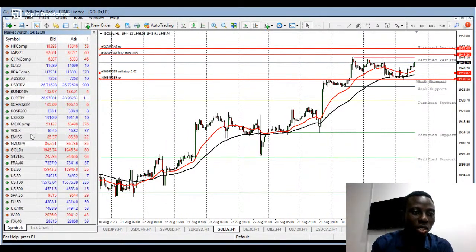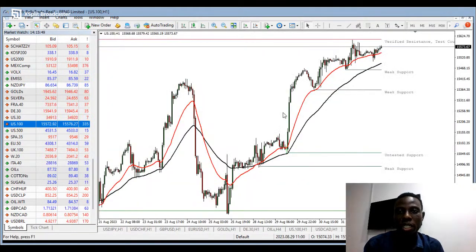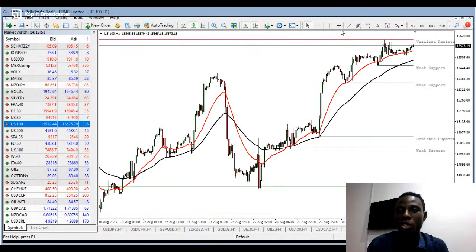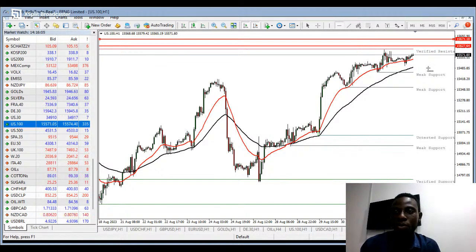US 100. Let me support the resistance. US 100 has been doing more of up, so we'll be looking at buying above the resistance. For US 100, my buy stop.